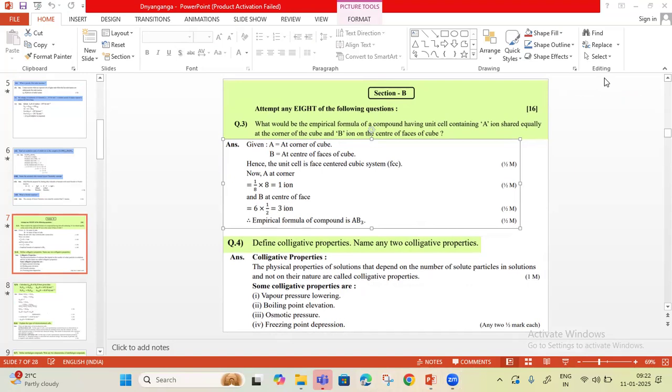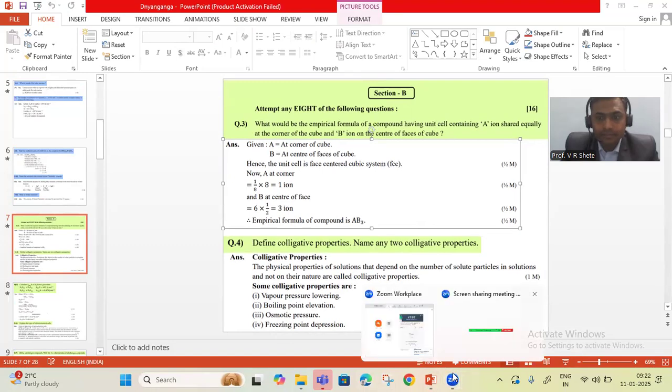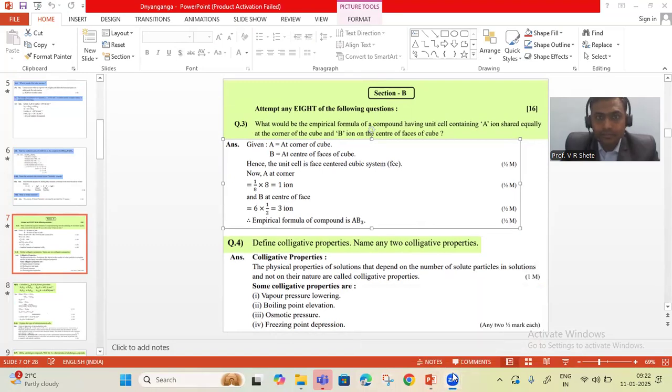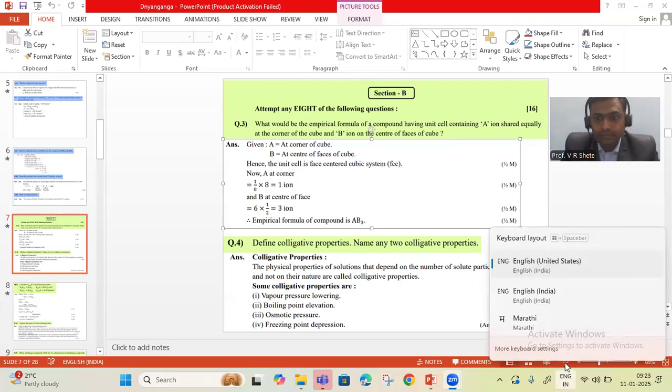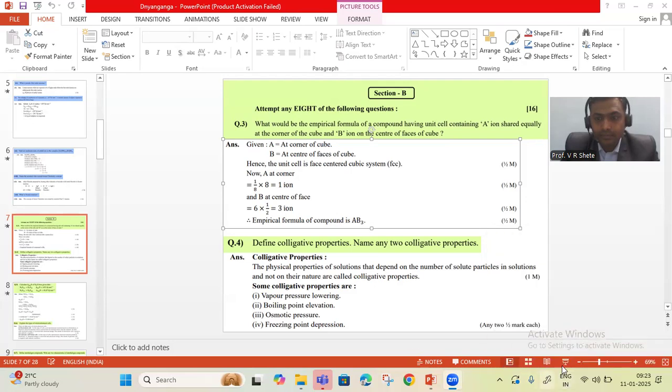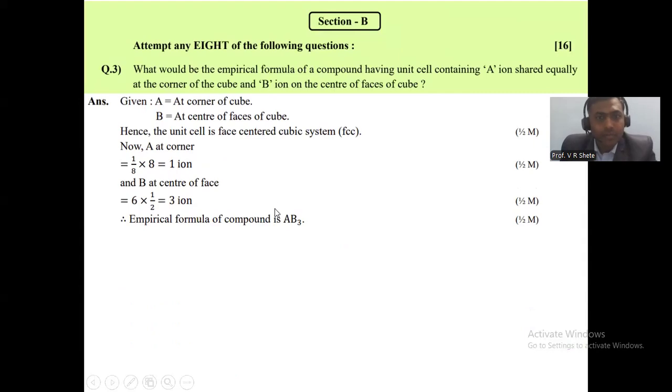Let me share the screen. So the formula is AB3.